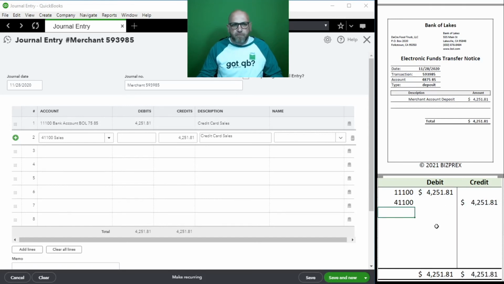Okay, here it is. Debits and credits are in balance. They're in balance right here as well. Our sales go up, therefore they're credited. Our bank account balance goes up, therefore it is debited. We're good to go.